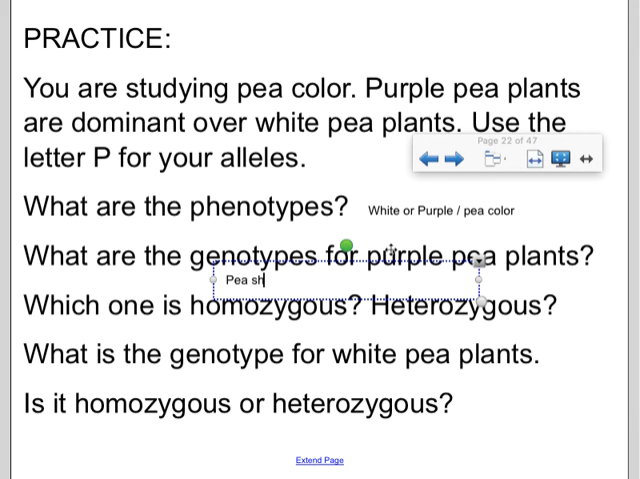Okay, moving on to genotypes. Genotypes means letters. Are we using the letter R? P, big P, big P, little P. Yeah. So be aware of which letters you're using. So the genotypes, purple is dominant. So that means that we're going to have a... I don't know which word you're using, like letter. What does it say up there?